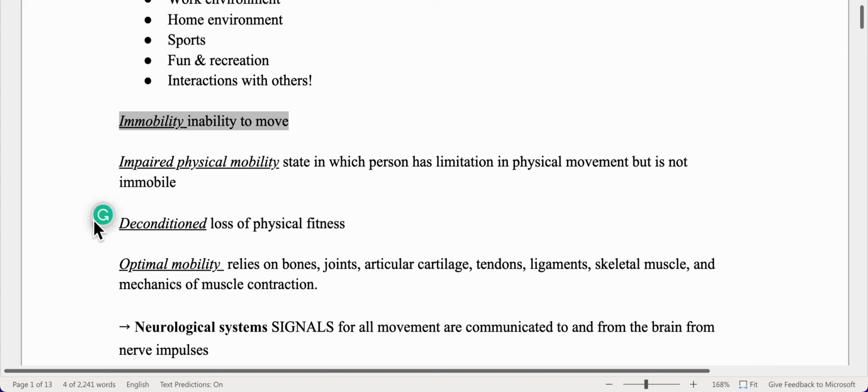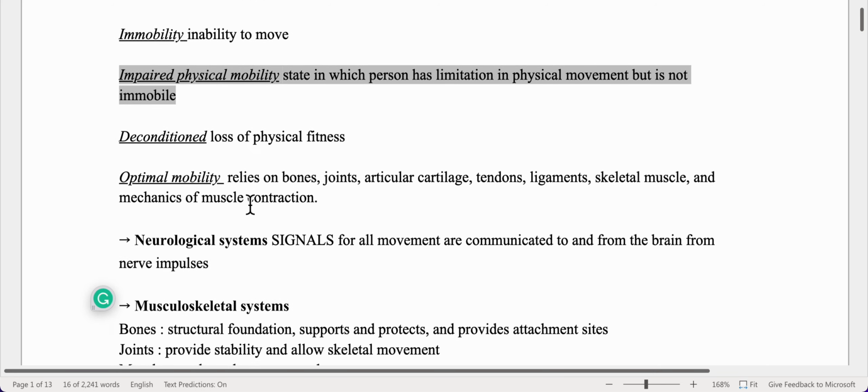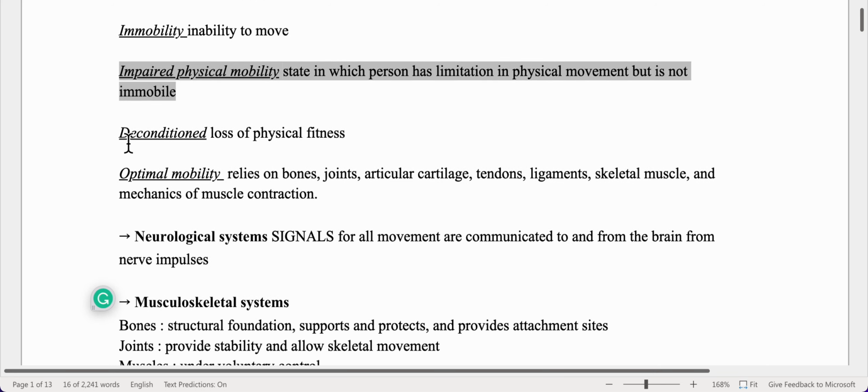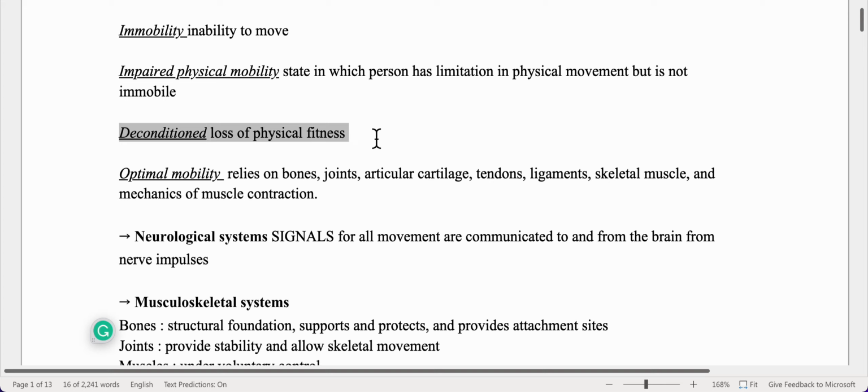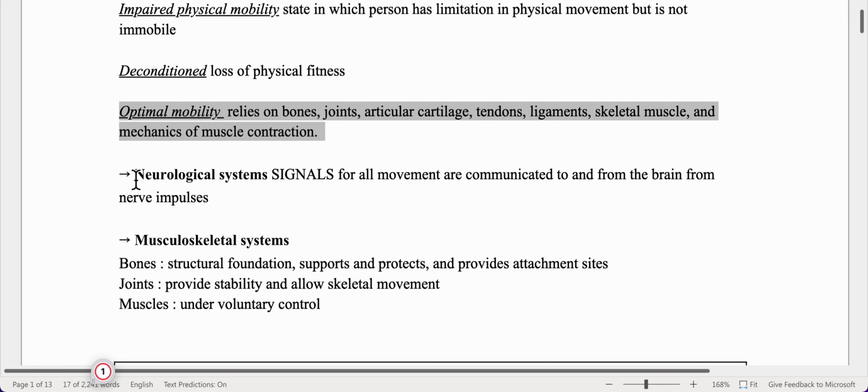Immobility is the inability to move. Impaired physical mobility is a state in which a person has limitation in physical movement but is not immobile. Deconditioned means loss of physical fitness. Optimal mobility relies on bones, joints, articular cartilage, tendons, ligaments, skeletal muscle, and the mechanics of muscle contraction.